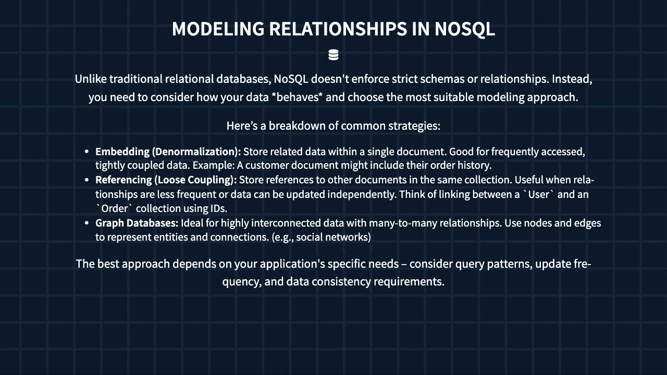Another approach is referencing, where you store an ID within one document to point to other documents in a different collection. Think of a user ID linked to an order. They are separate but related through the identifier. And finally, for incredibly complex relationships, especially networks or social connections, graph databases are often a great fit.